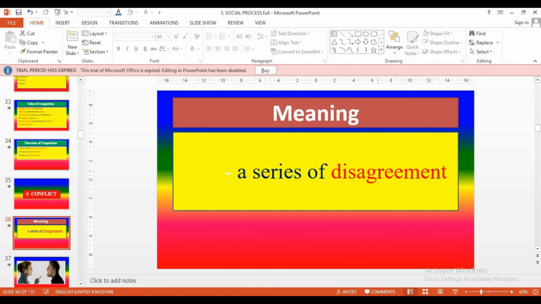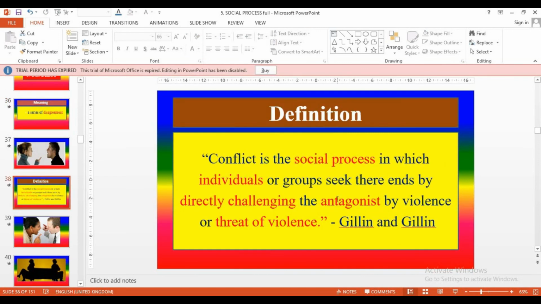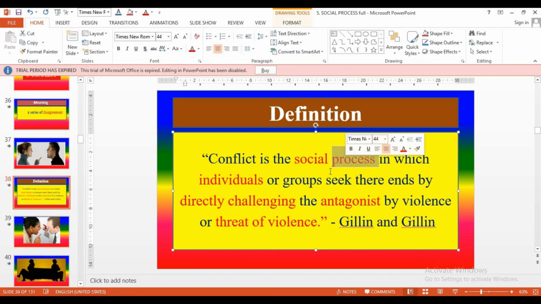A series of disagreements. Definition: conflict is a social process in which individuals or groups seek their end, directly challenging the antagonist, by violence or threat of violence. Students, every individual has a goal; seeking end means goal. We work for that. Any person or group who disturbs that goal-seeking leads to disagreement between individuals or groups.